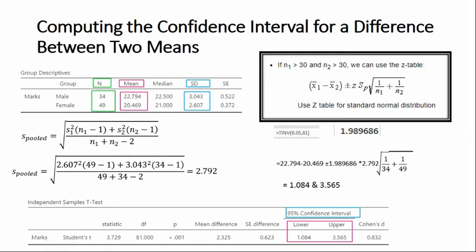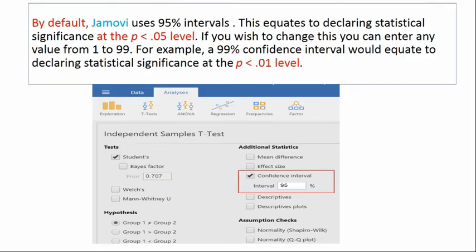In this way, we can calculate the confidence interval for a difference between two means. By default, we have already checked, Jamovi uses a 95% interval. You can change your level of confidence, level of significance. This equates to declaring statistical significance at the p less than 0.05 level. If you wish to change this, you can enter any value between 1 and 99. Friends, if you would like to work at 5%, 1%, or 10%, then you can change this value accordingly.